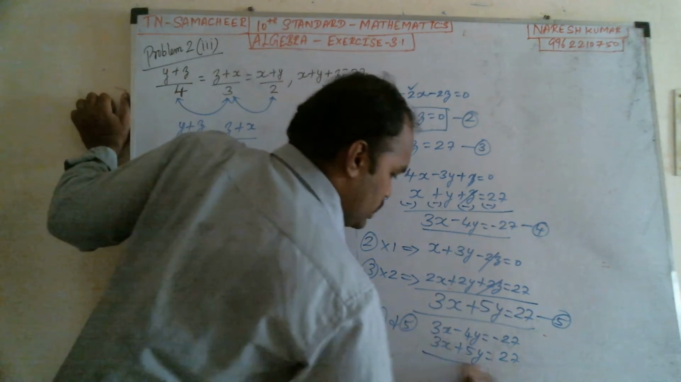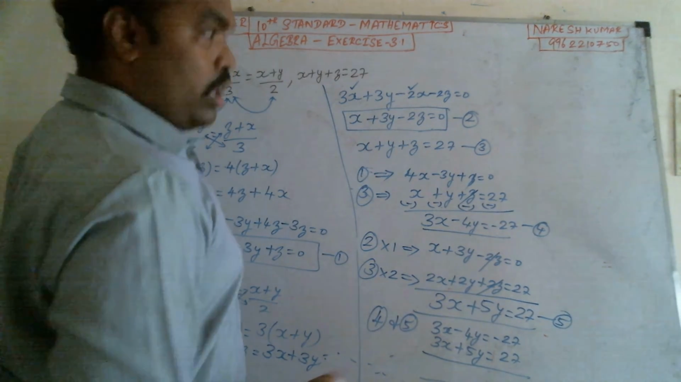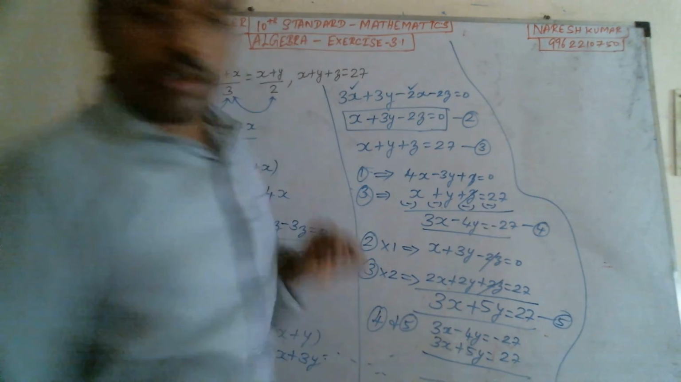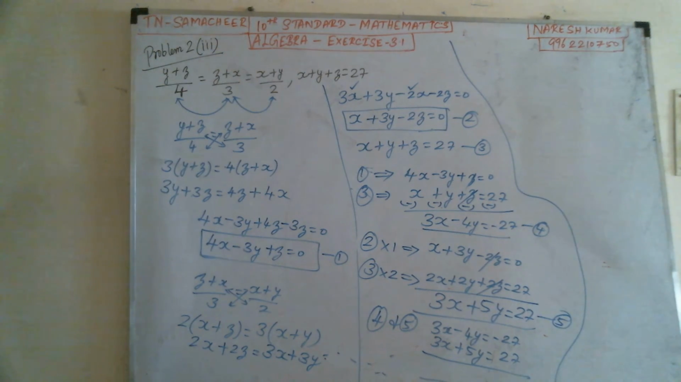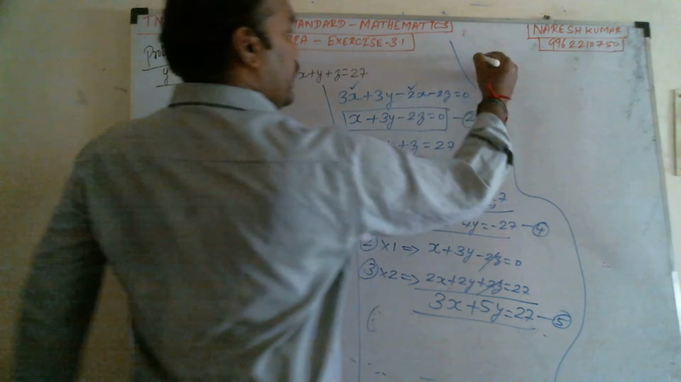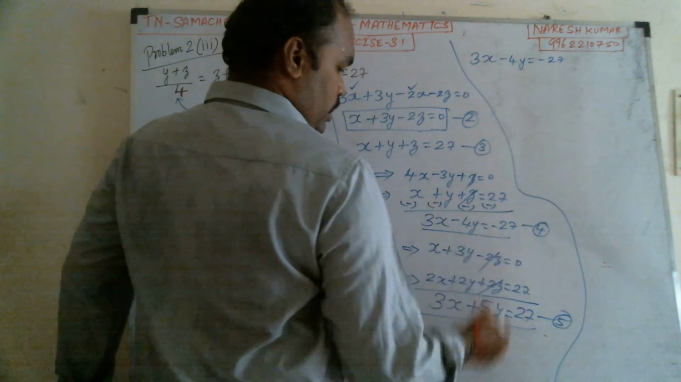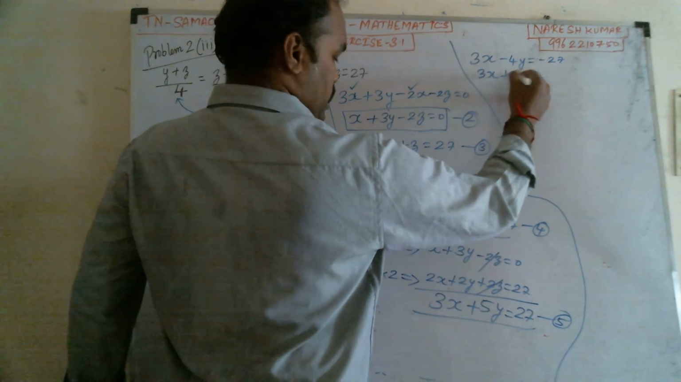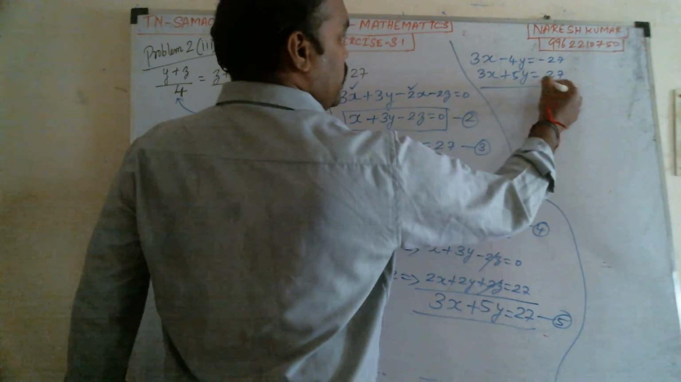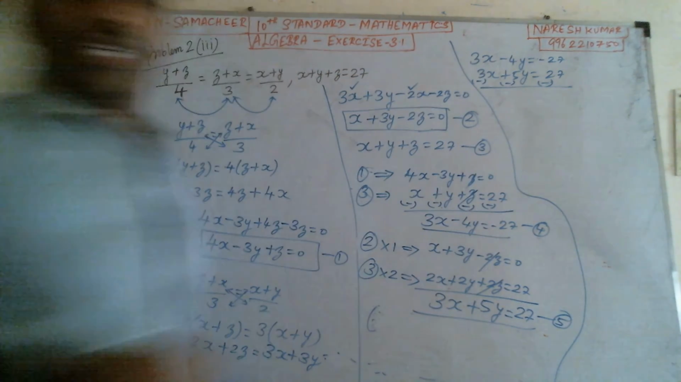So with this we need to find out, or else I will do it here. Fourth and fifth equation, I will write it here. 3x minus 4y equal to minus 27. Fifth equation is 3x plus 5y equal to 27. Here plus needs to be changed as minus.